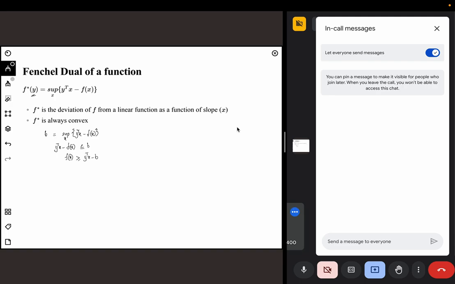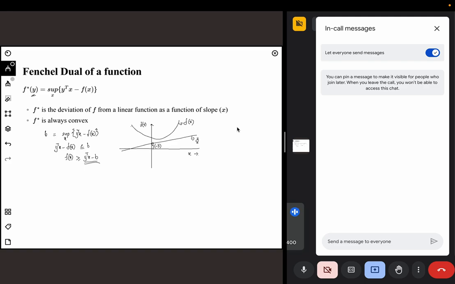If you want to see it graphically, let's say I have some function. So this is x, and the y axis is my f of x. So what will be y transpose x minus b? Minus b is the intercept, and y will be the slope. So it will be some line, something like this. This will be my minus b, and the slope of this line is my y.